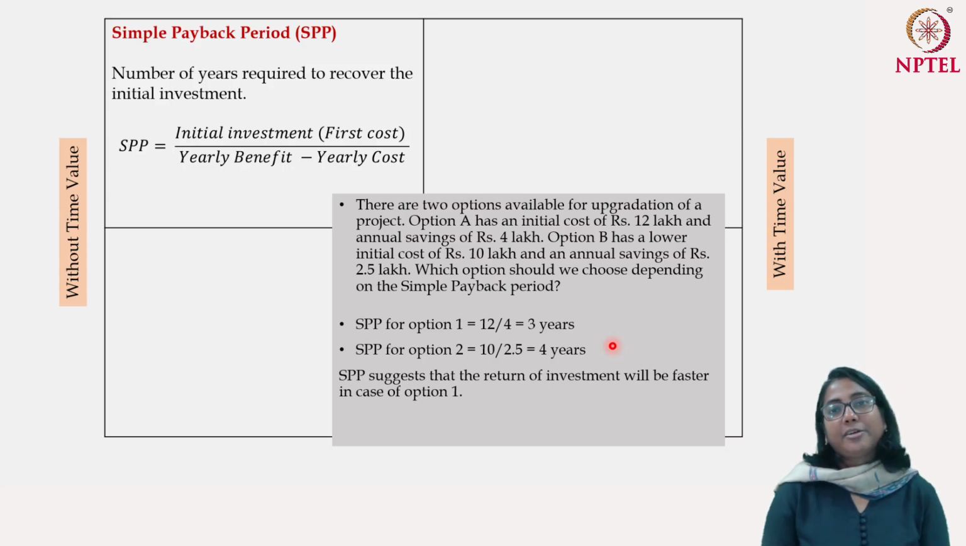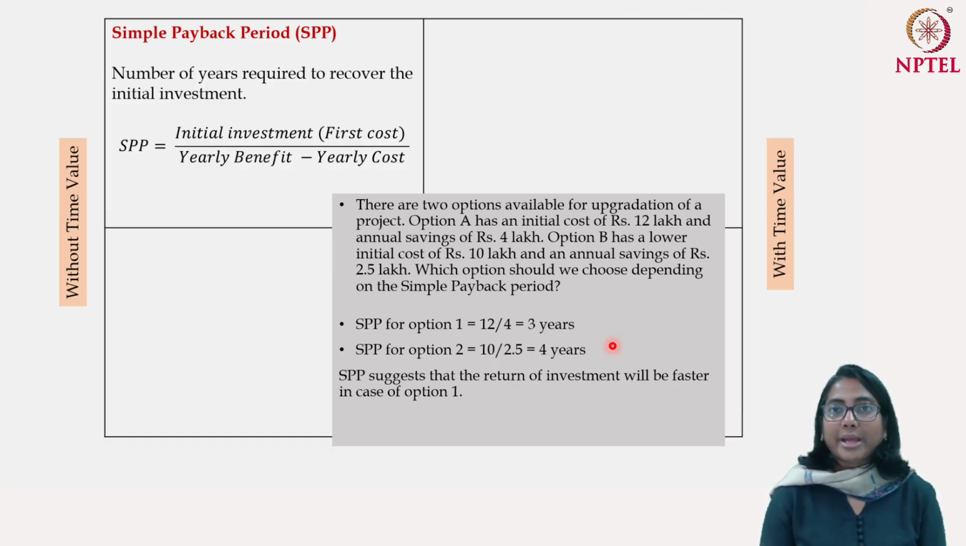Now, as I said, there are various advantages of using this simple payback period, but as a starting point, the final decision is never taken on the basis of simple payback period. For example, if you calculate the SPP and you find out that simple payback period is something like maybe 70 years or 80 years, then of course you don't go for that project.